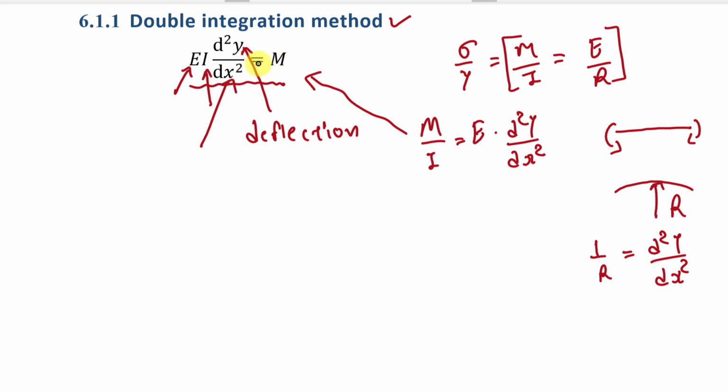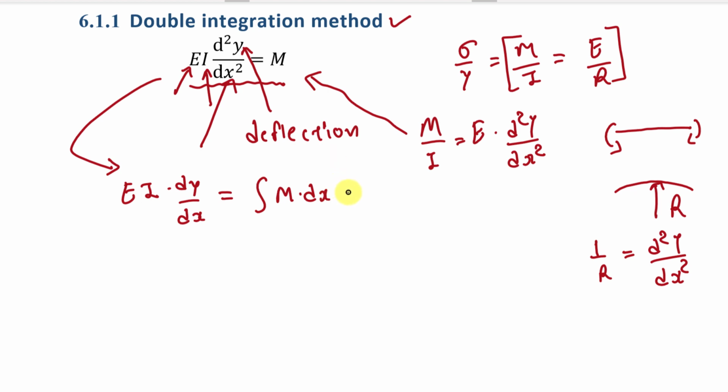Fine. So by using this equation, we can find out the value of deflection, that is Y. Now how can we find the value of deflection Y from this equation? For that we have to integrate this equation 2 times with respect to x. So if we integrate this equation, then it will be EI into the integration of d square y by dx square, which will be dy by dx, and which is equal to the integration of M dx, plus there will be a constant, right?